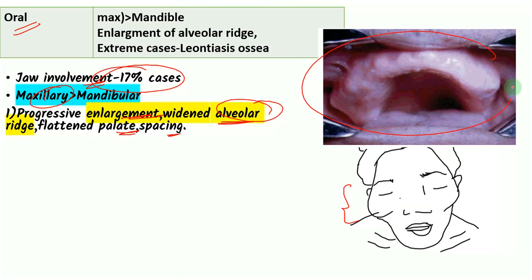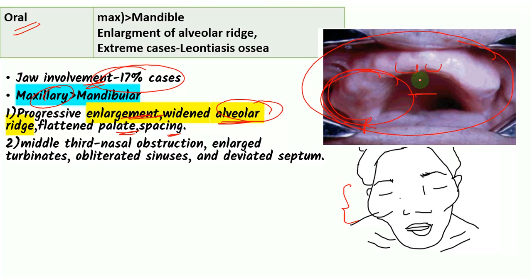So, look at this diagram carefully. What is the first thing you see? If this is the right side of the patient, you see that the alveolar ridge, this is the alveolar ridge, on the right side is enlarged. It is widened and enlarged. The overall maxilla is enlarged. There's flattening of the palate, and if there were teeth present, you would notice spacing. You would see migration and loosening of those involved teeth.